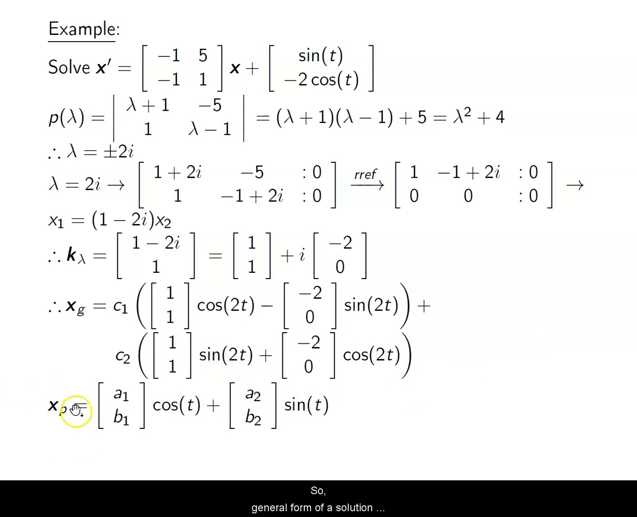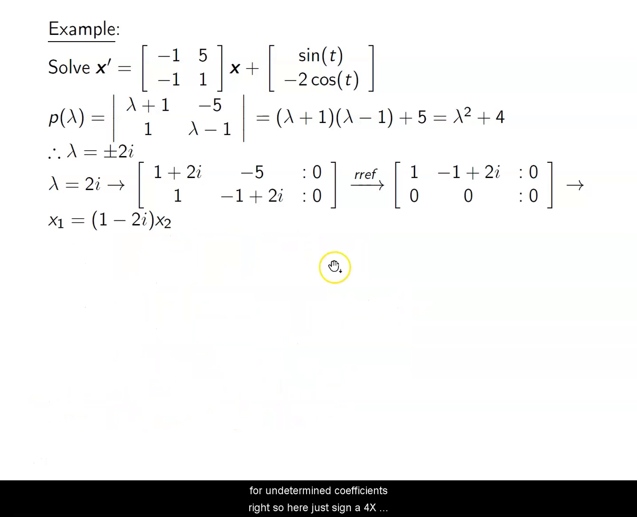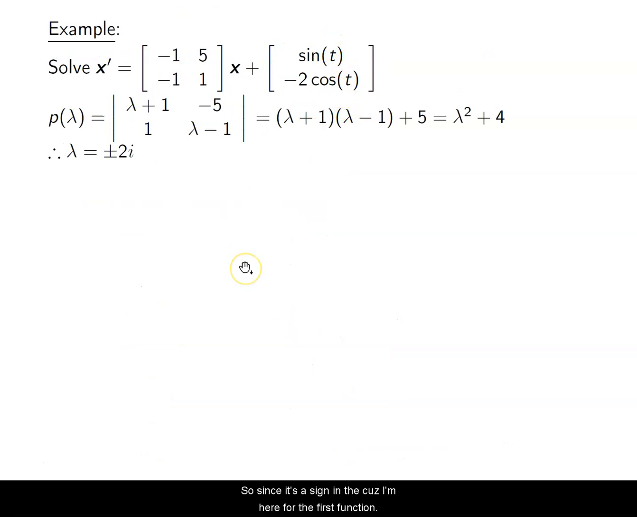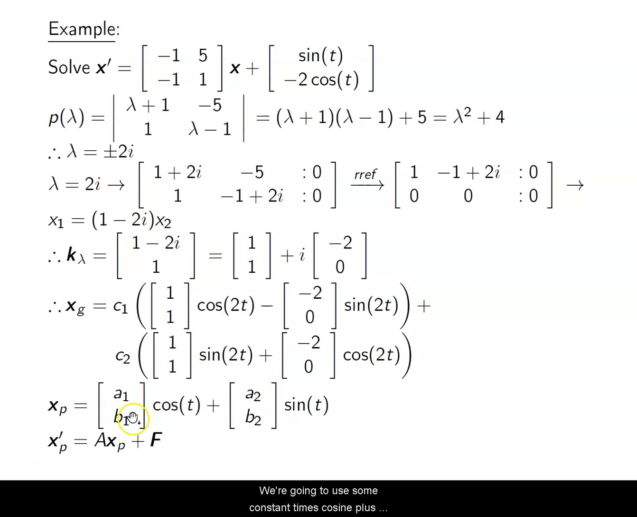So for my general form of a solution, remember that whenever sine or cosine pops up, they both show up in the general form of your solution for undetermined coefficients, right? So here, just sine of 4x, my generalized form is a cosine 4x plus b sine 4x. Same thing if it's just a cosine. Since there's a sine and a cosine here, for the first function, we're going to use some constant times cosine plus some constant times sine. And for the second function, it's the same thing, b1 cosine plus b2 sine, right?